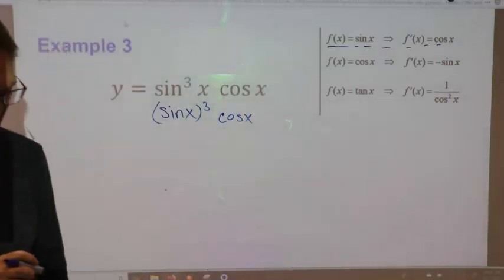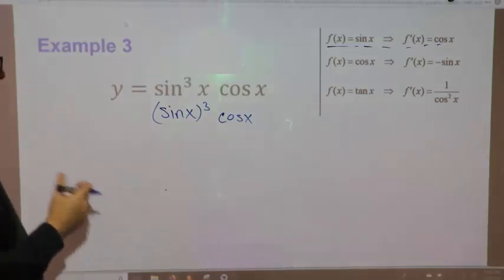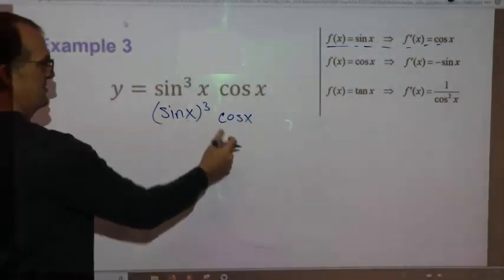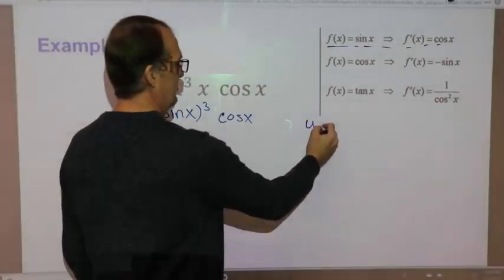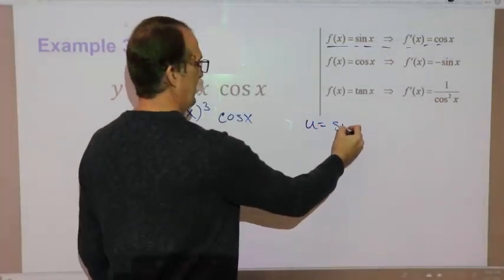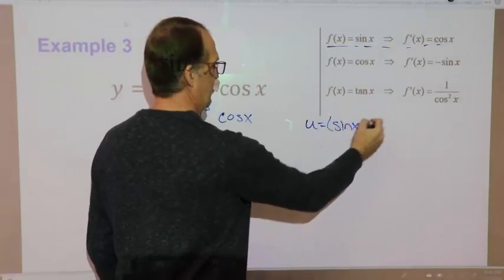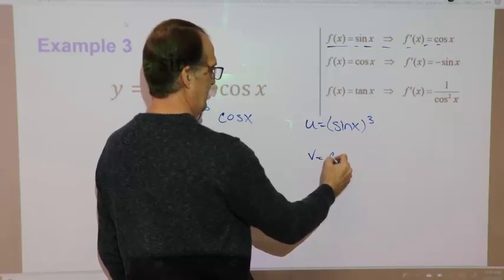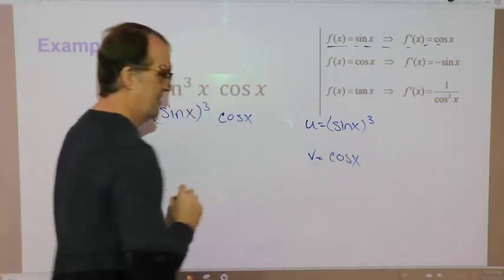Okay? So again, now we have the product rule because we have two functions going here. So I have u, sine x cubed, and v, cosine x.